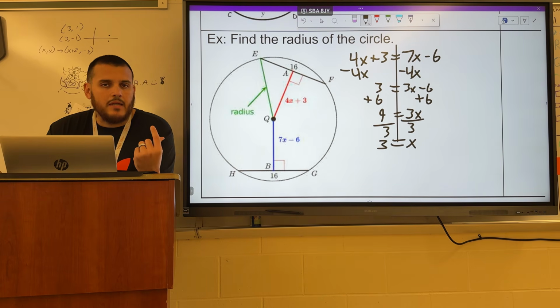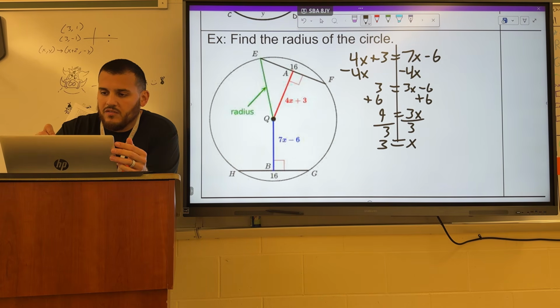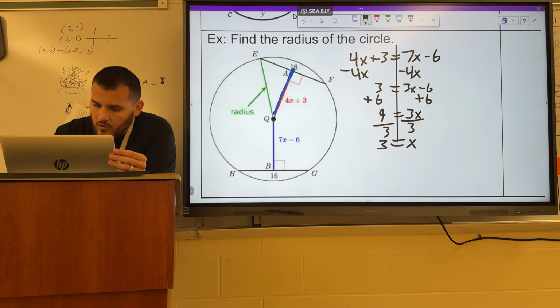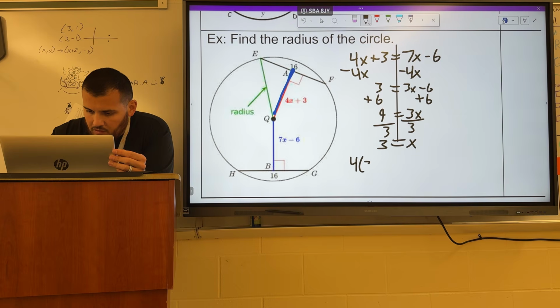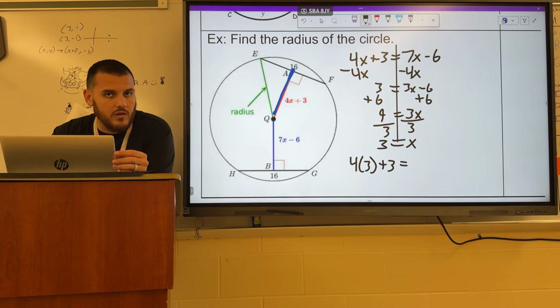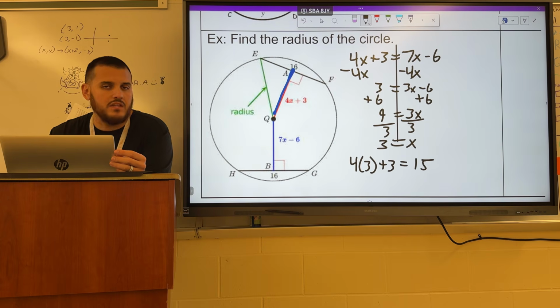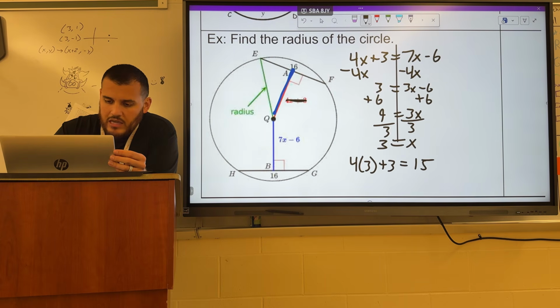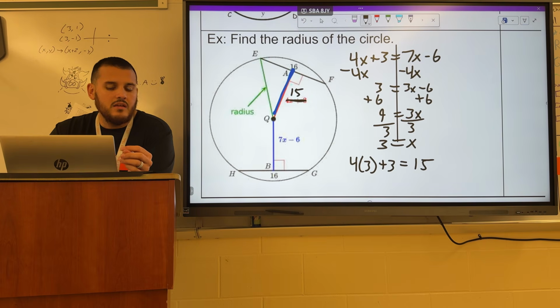Okay, why does this matter? Because I can now use that 3 to find the length of AQ. Okay, so 4 times my x of 3 plus 3. 4 times 3 is 12. 12 plus 3 gives me 15. So I know the length of AQ here is 15.